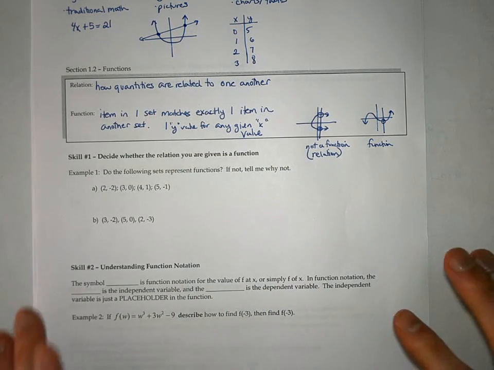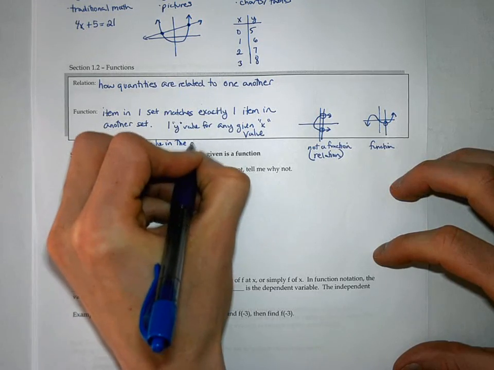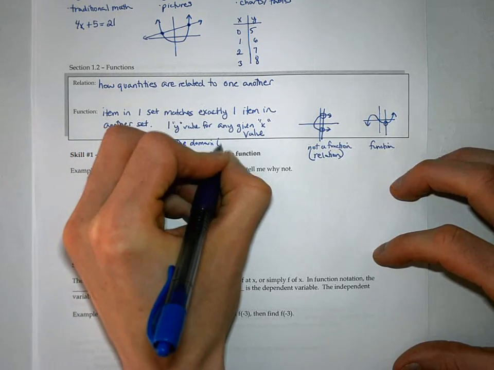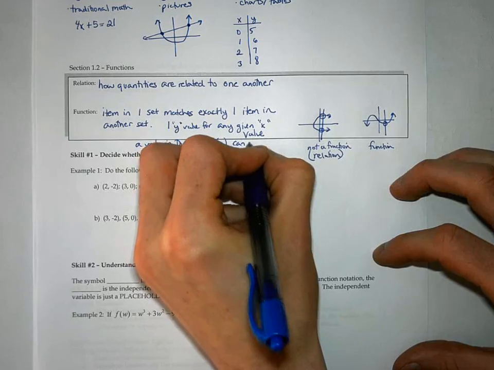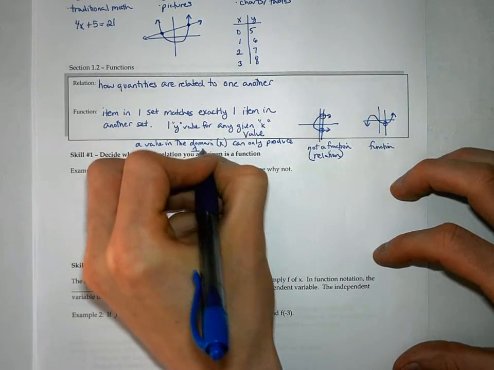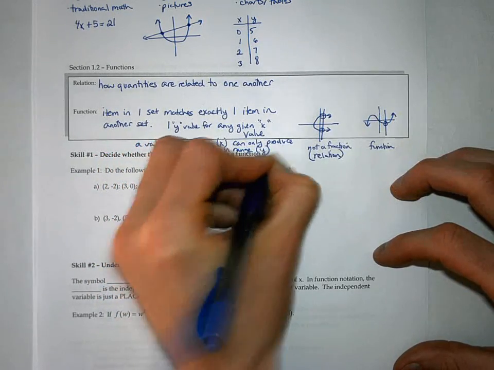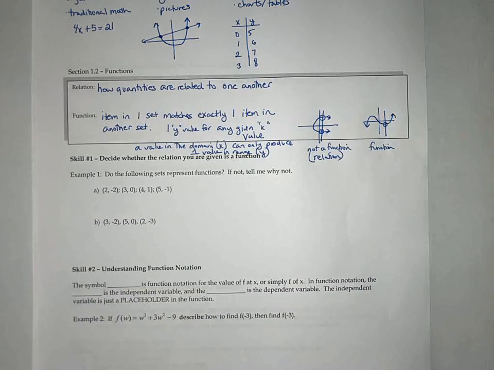The other way you described a function was that a value in the domain, or the x values, can only produce one value in the range, or a single y value. So domain are x values, range is y values. A value of the domain can only produce one value in the range.